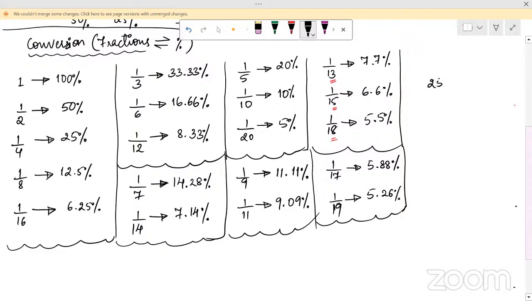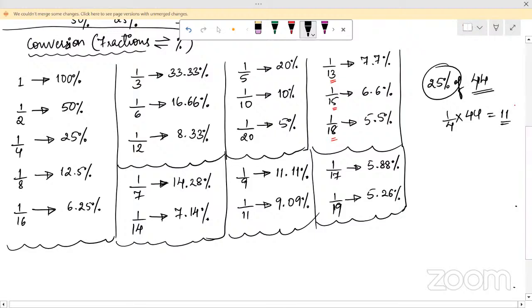Okay. Now, if I ask you, what is 25% of 44? What will you say? Come on, guys. You can do better. Tell me the answer. Not 11 percent, I'm asking you 25% of the number 44. 11. The answer is just 11. What is 25% as a fraction? 1 by 4. What is 1/4 of 44? 11. The answer is 11.